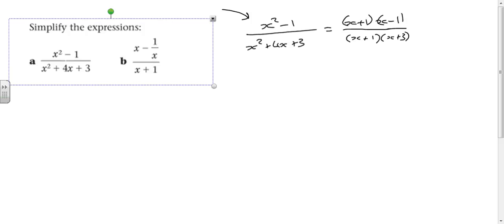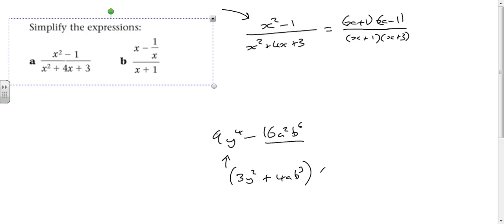And if you're at all unsure, if ever you've got something like 9y to the power of 4 minus 16a squared b to the power of 6, this is the difference of two squares, because there is something that times by itself to make 9y to the power of 4, and that's going to be 3y squared. There's something that times by itself to make 16a squared b to the power of 6, which is 4a b to the power of 3. Then what you do is you have one of them as plus, and then one of them as minus.